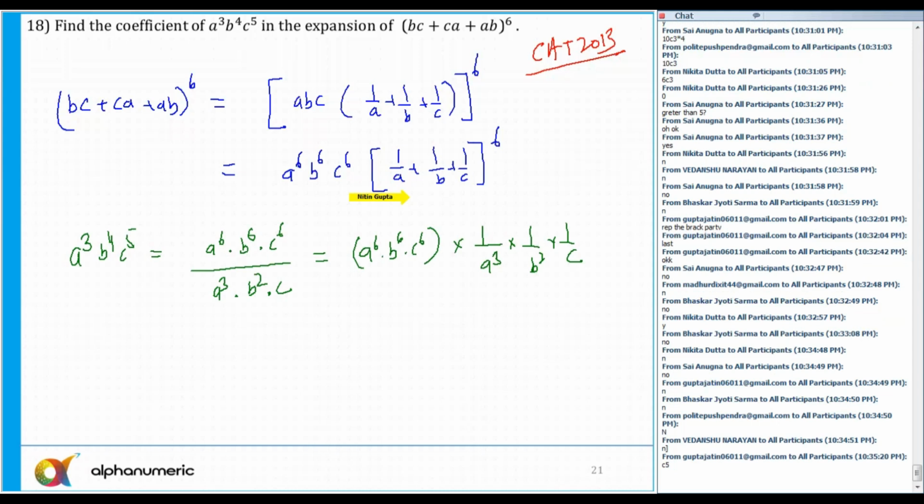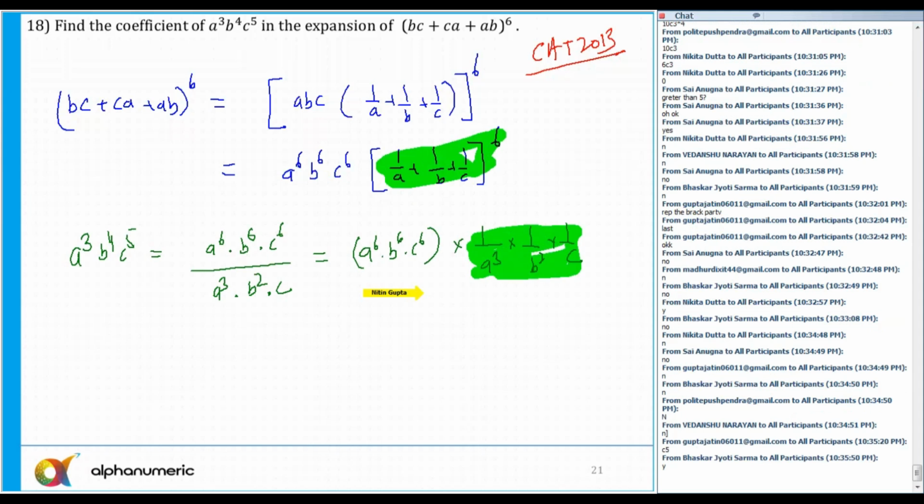Now the things will become very easy. So basically we need to find out what? We need to find out the coefficient of this in the expansion of this. Yes, and because this term in any case comes out to be outside here, it will be multiplied. So is this clear to all of you?